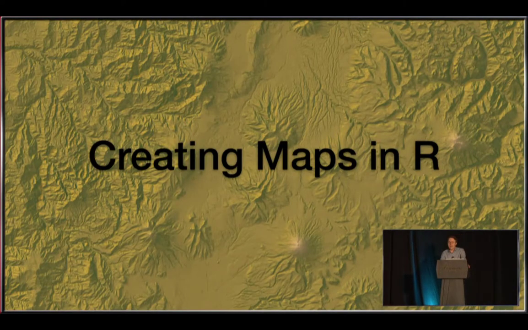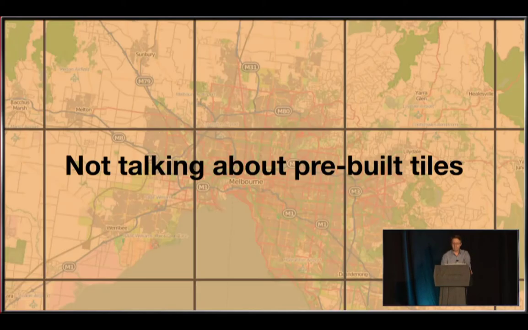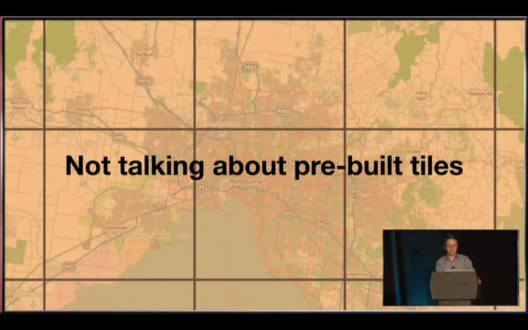Rayshader is a package designed to create maps in R. And by create maps, I mean generating maps directly from elevation data. This is in contrast to building maps off of pre-existing tiles. There's nothing wrong with using tiles to build your map, but it does limit your aesthetic options to whatever the creator of those tiles decided on. By generating our maps directly from the source elevation data, we can have full control over their appearance.